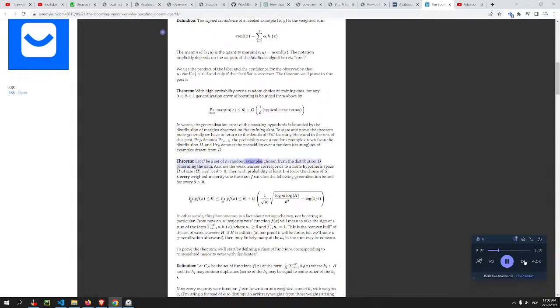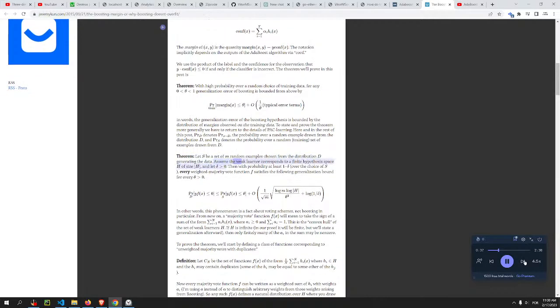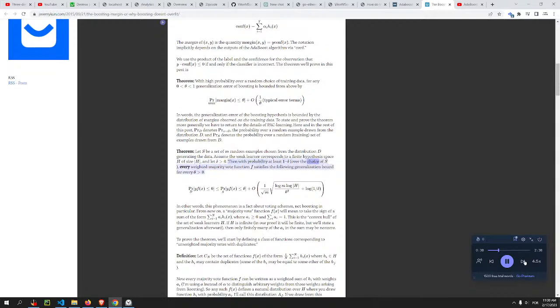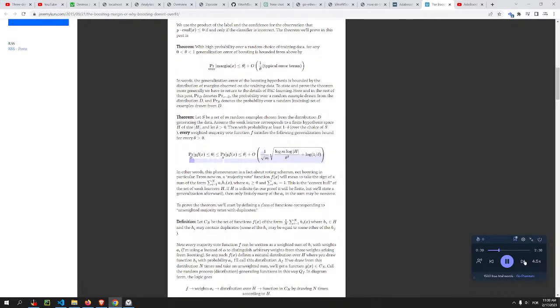Theorem: let S be a set of m random examples chosen from the distribution D generating the data. Assume the weak learner corresponds to a finite hypothesis space H of size |H|, and let delta be greater than 0. Then with probability at least 1 minus delta, over the choice of S, every weighted majority vote function f satisfies the following generalization bound for every theta greater than 0: Pr_D[y f(x) less than or equal to 0] is less than or equal to Pr_S[y f(x) less than or equal to theta] plus O of the square root of (1/m)(log|H| / theta squared plus log(1/delta)).